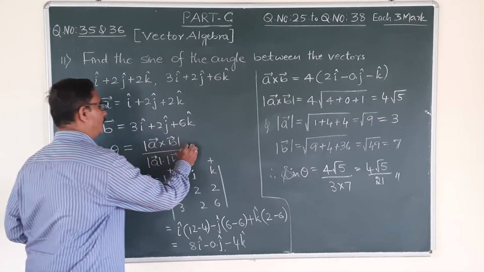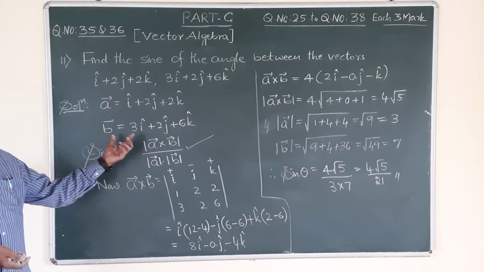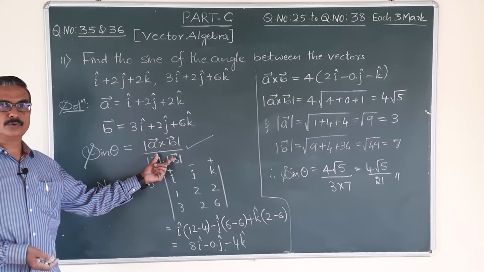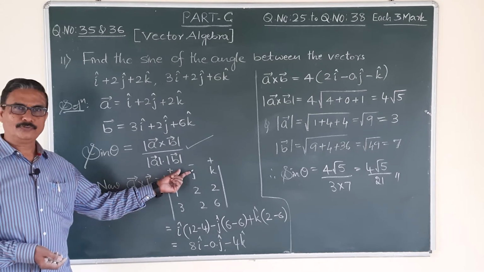So remember that formula. Sine of the angle between the vectors, sine theta, is equal to magnitude of A cross B divided by magnitude of A into magnitude of B.